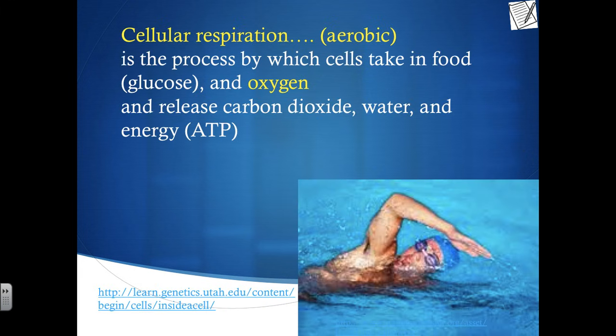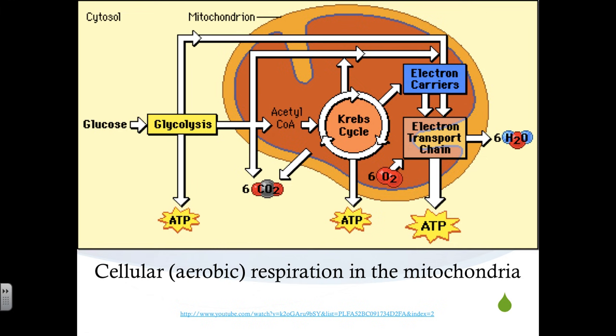So aerobic cellular respiration is the process by which cells take in that food, that glucose, and they take in oxygen, and in return, they release carbon dioxide, water, and ATP. To learn more about it, you can also watch this video. You can watch it after you're done taking your notes, and I will link it in your digital lesson plan. Cellular respiration in the mitochondria. Here is a picture of respiration, and there's also a video you could watch as well. You can see here that respiration has three main parts, which we will talk about.